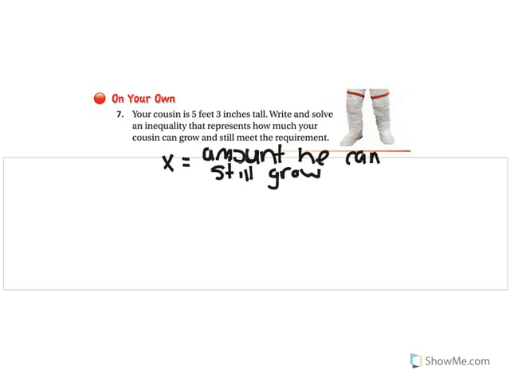So let's go ahead and write our inequality. Again, we know that he cannot go above and beyond. He cannot be any taller than 6.25. We knew that from the last problem. It can't be any taller than 6.25 feet, right? We're dealing with feet.